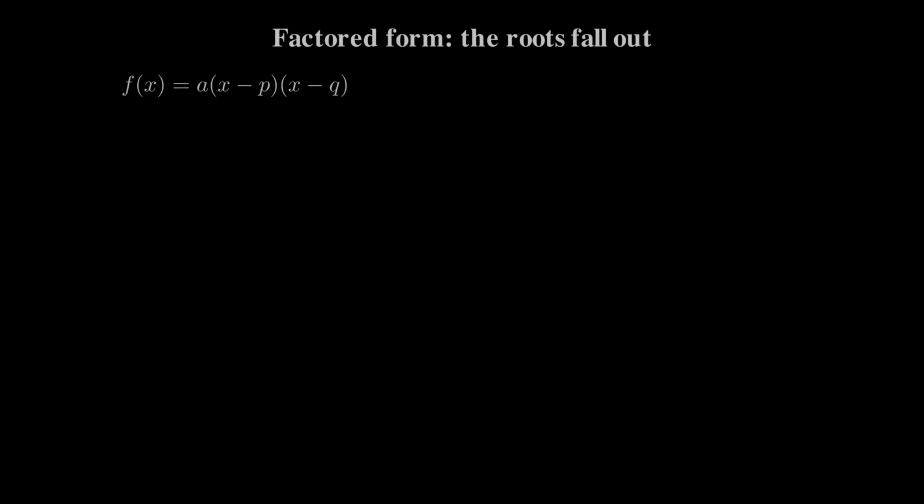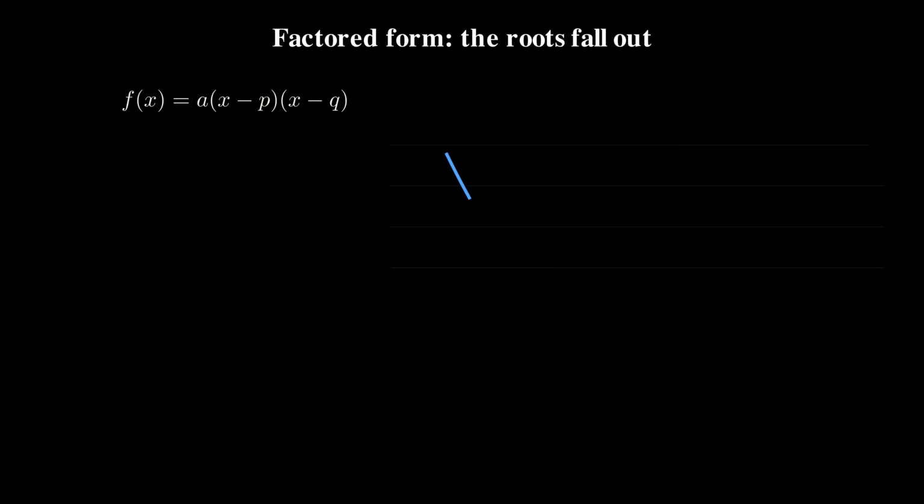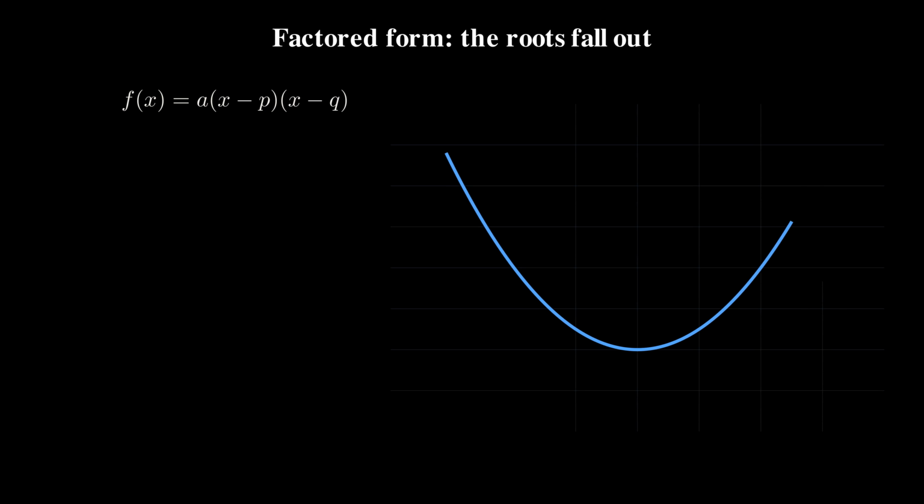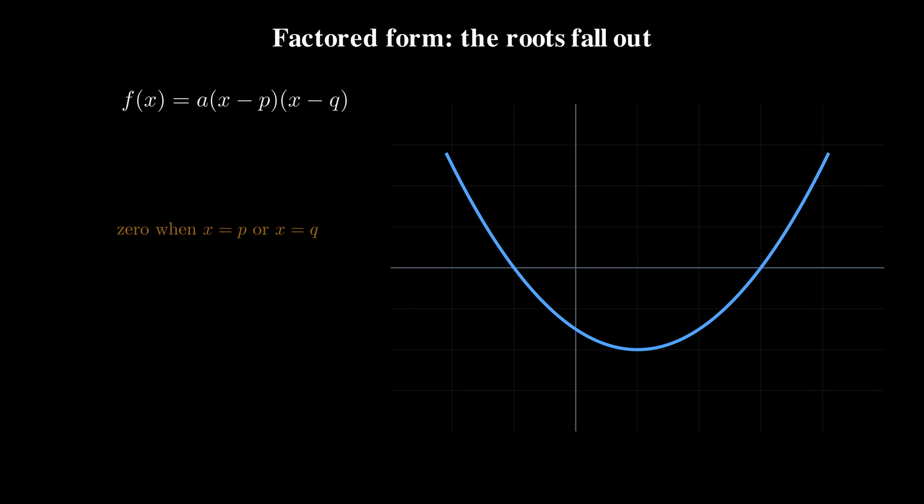Second disguise, the factored form, a times (x minus p) times (x minus q). This one is built for roots. A product is 0 exactly when one of its factors is 0. So f of x is 0 when x equals p, or x equals q, and nowhere else. Those two values, p and q, are precisely the x-intercepts. The points (p, 0) and (q, 0), where the curve crosses the horizontal axis.